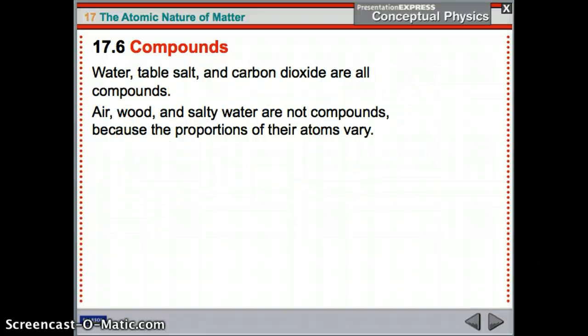Water, H2O, table salt, NaCl, and carbon dioxide are all compounds. Air, wood, and salty water are not compounds, because the proportions of their atoms vary. So they're not a strict proportion.